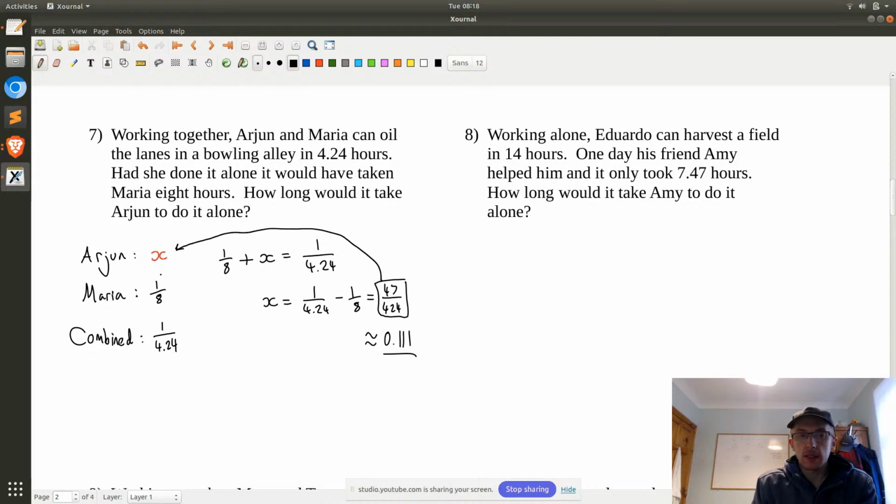And how did we get 1/8 for Maria? Well, we took the amount of time that she took, and then we did the reciprocal of it, right? She took 8 hours to clean a whole bowling alley, and then we just did 1 divided by 8. So this is really close to like 1/9. So Arjun's real number is going to be about 9. Okay, but we're just going to basically flip this. That's his speed.